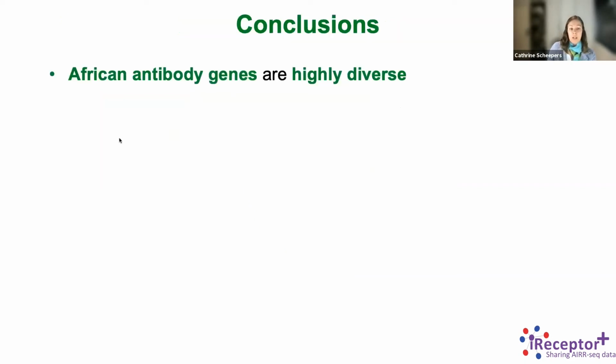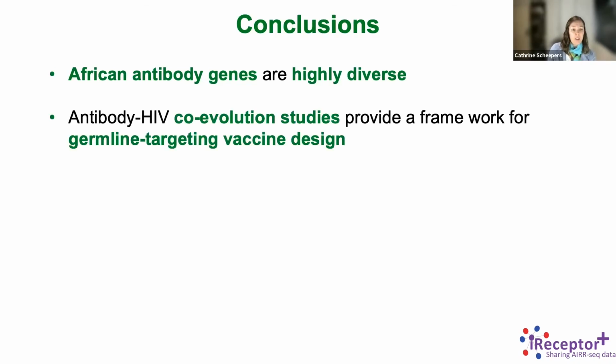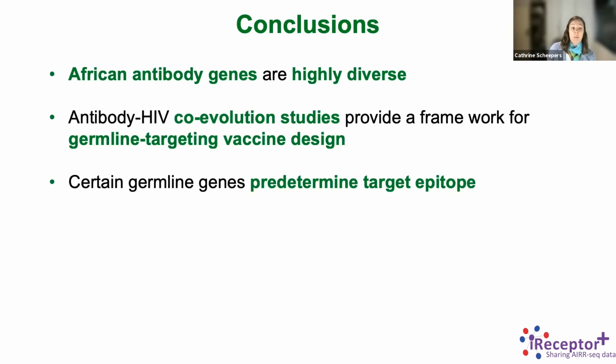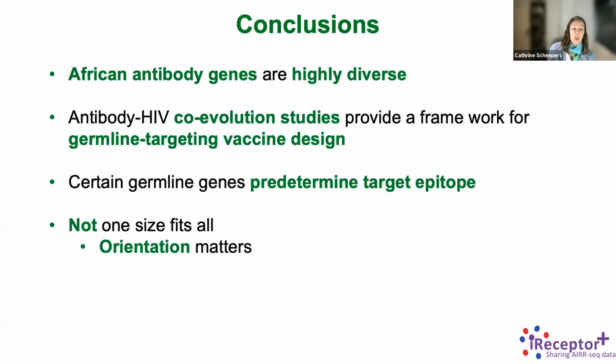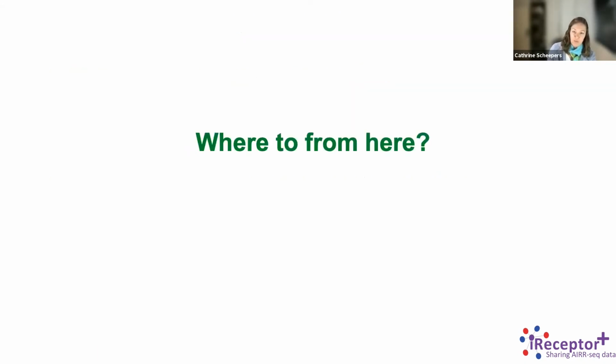I just wanted to quickly conclude the first 2 chapters: African antibody genes are highly diverse. We know that coevolution studies provide a framework for germline-targeting vaccines, and that certain germline genes can predetermine the target epitope, but it's not one size fits all. We know now that the orientation of the antibody and the virus matters. We know that the Fc matters, and we also know that polyclonality matters. So where do we go from here?